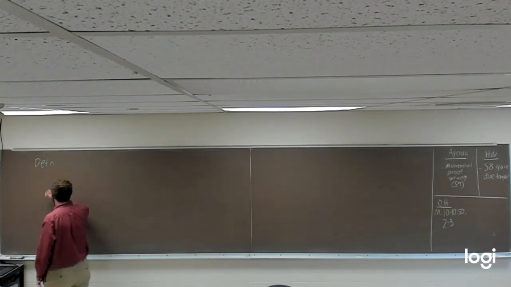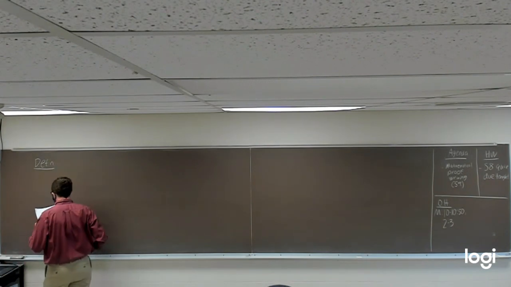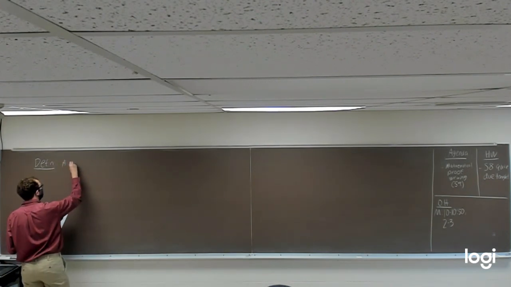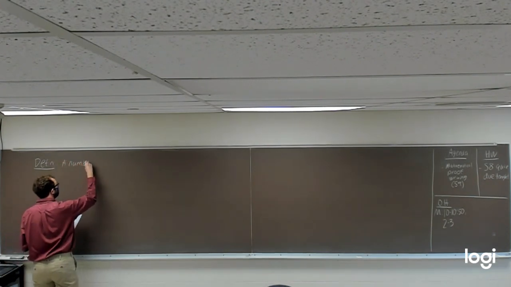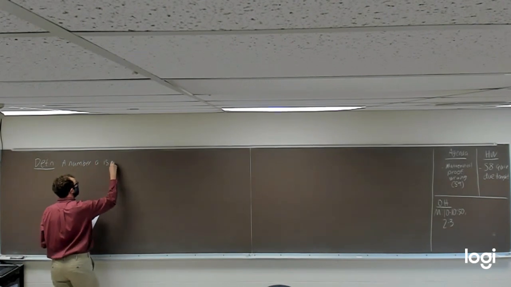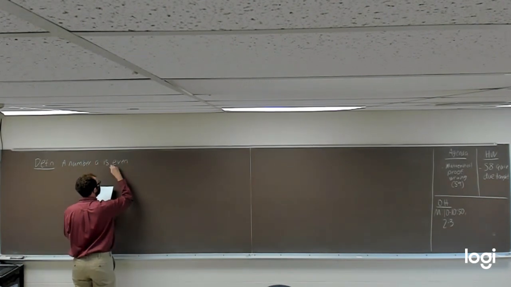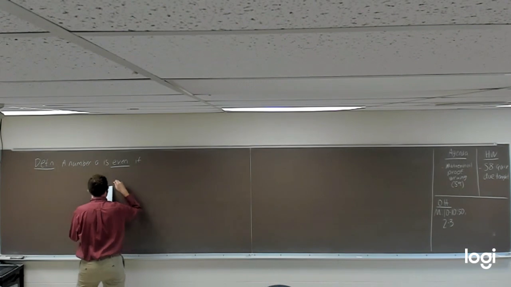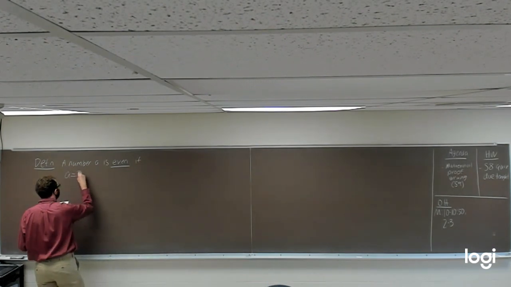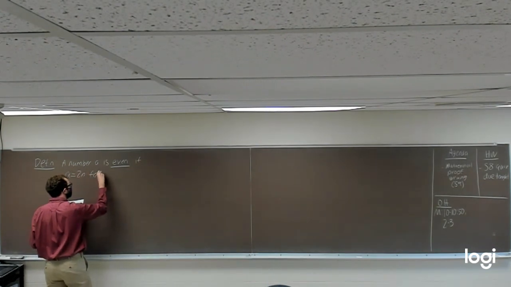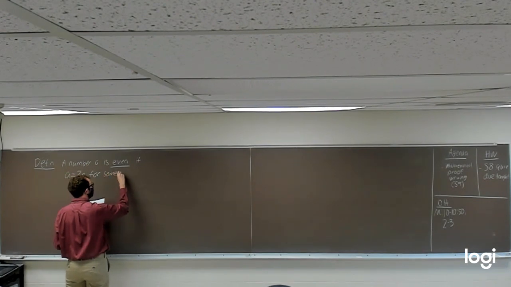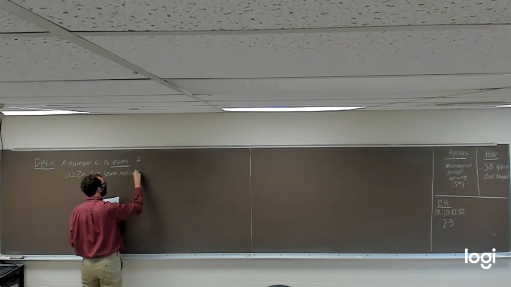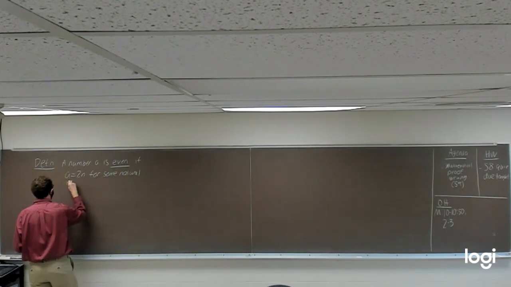To start with, let's do a couple definitions. Our first one is going to be: a number A is even if A is equal to 2n for some natural number n.